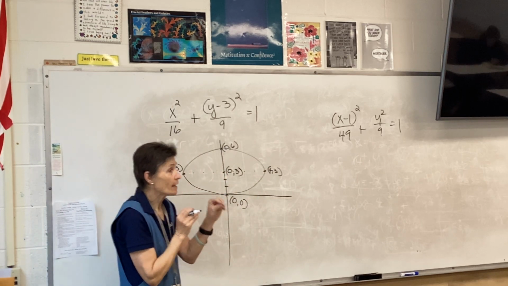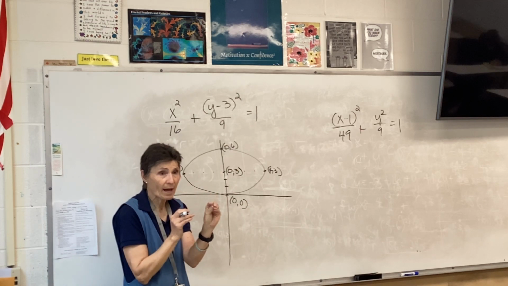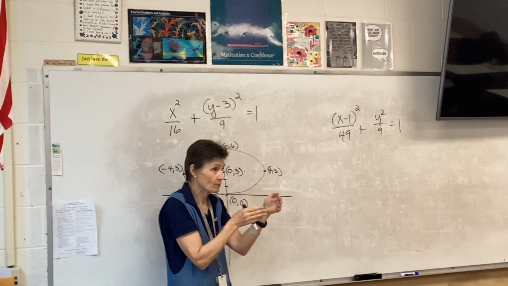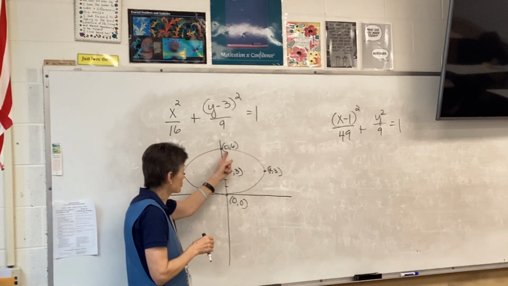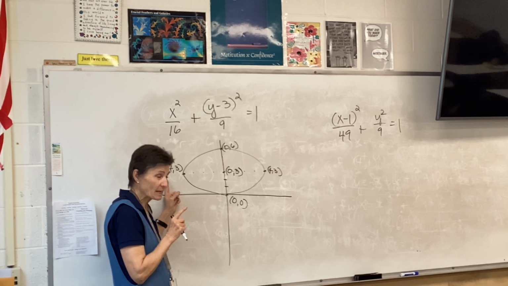Now, just like the quiz you just took, nobody's going to be grading that graph. Over to the side, it's going to say, what are the vertices? And you're going to list those 4 points. Those are the vertices. Got it? That's pretty easy.